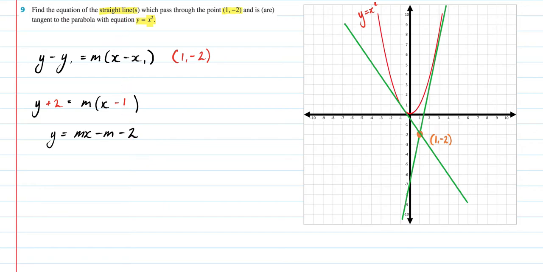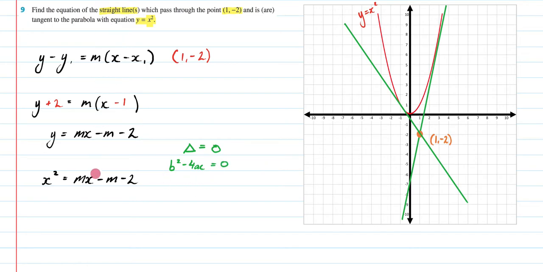What I also know from this equation is the fact that I'm dealing with a straight line which touches my parabola once. So I know that it's intersecting my parabola. And whenever you're doing anything with intersections, I can set my two equations equal to each other. So x squared equals mx minus m minus 2, and furthermore I know that my discriminant is going to be equal to 0 because it only touches it once. So my discriminant can also be written like this: b squared minus 4ac equals 0.